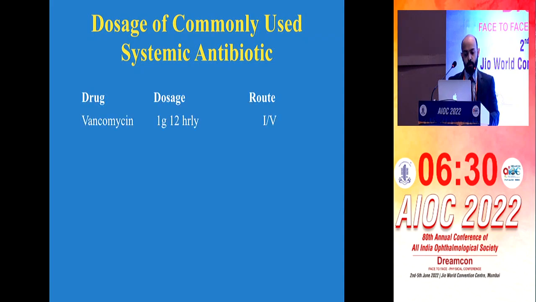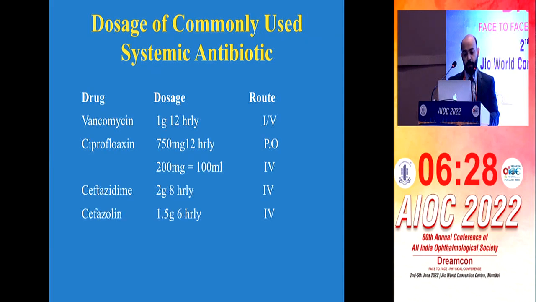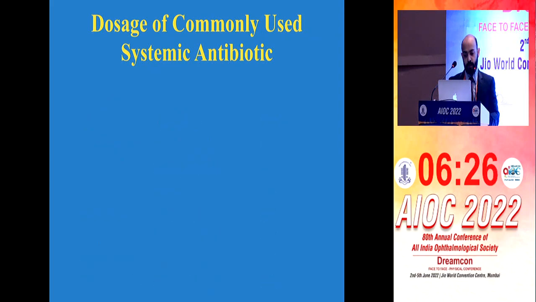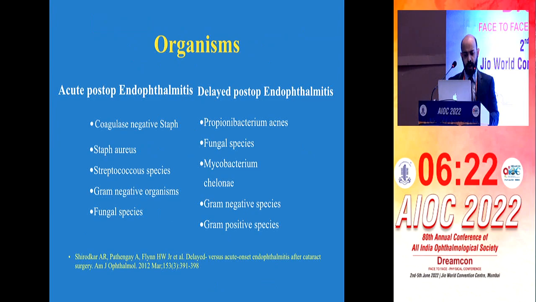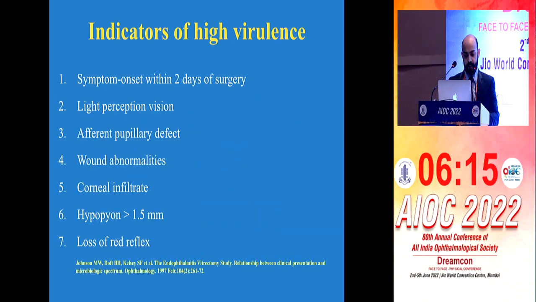Now, these are the most commonly used oral antibiotics, but we prefer ciprofloxacin, 750 milligram, 12 hourly. These are the organisms which cause endophthalmitis. Coagulase negative staph, and delayed is mostly caused by Propionibacterium acnes. There are certain indicators which indicate a very virulent organism. That is symptoms within 2 days of surgery, a light perception vision, APD, wound abnormalities, corneal infiltrate, loss of red reflex.